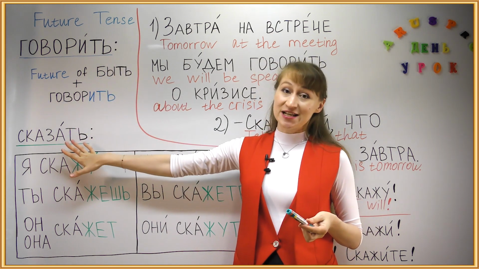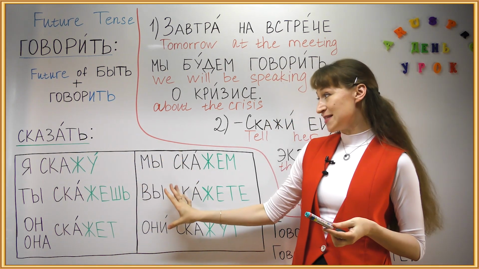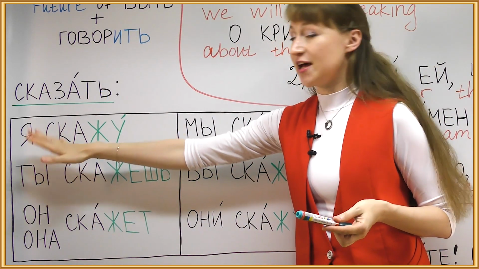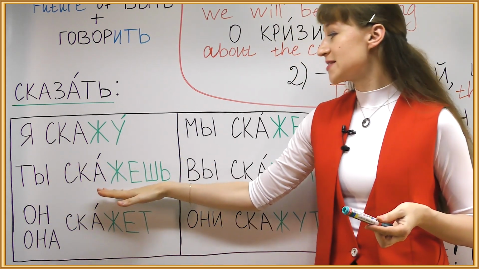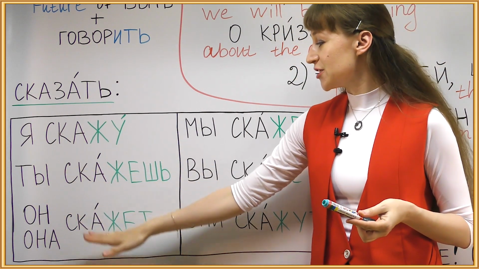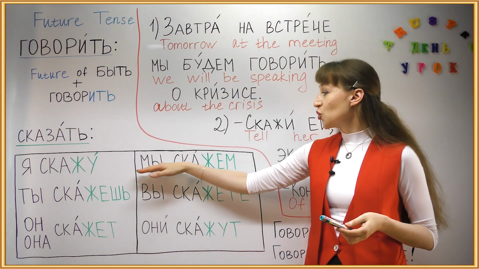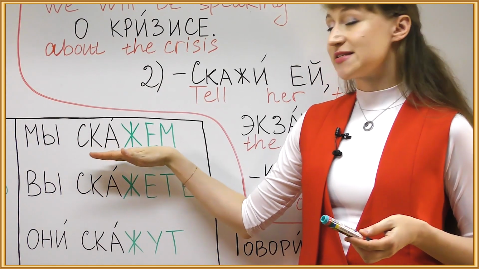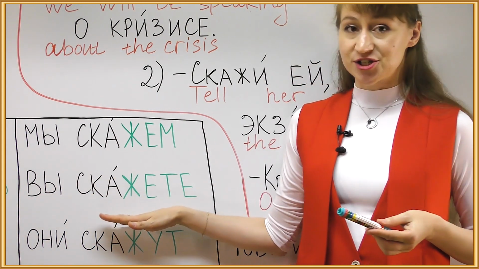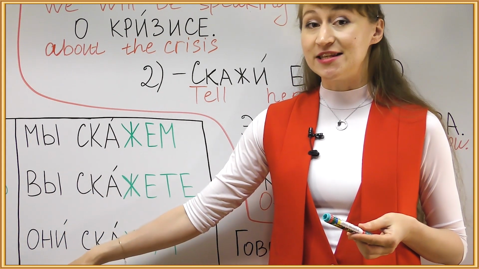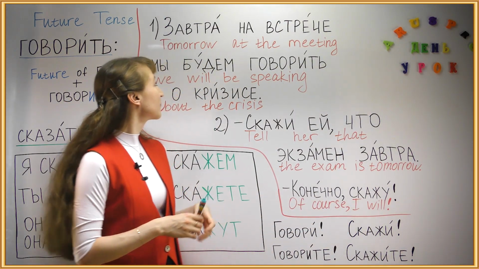And for the verb сказать, we will be using these specific forms. So, я скажу, you informal, ты скажешь, he, she, он, она скажет, мы скажем, you formal, вы скажете, and they, они скажут. And now let's look at the examples.